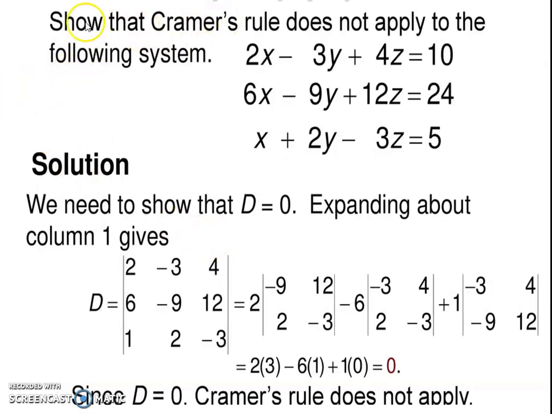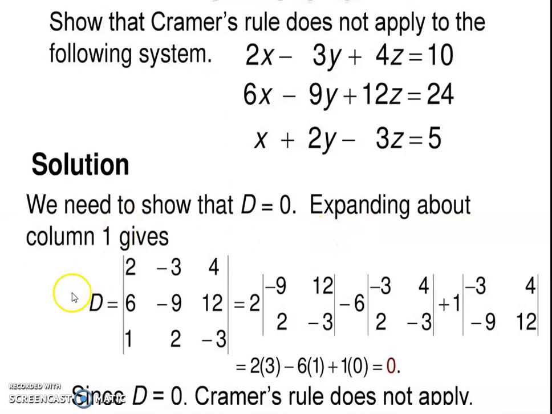Next, very important, show that Cramer's rule does not apply to the following system. We have to take 2x minus 3y plus 4z equal to 10, 6x minus 9y plus 12z equal to 24, x plus 2y minus 3z equal to 5. We need to show that d is equal to 0.